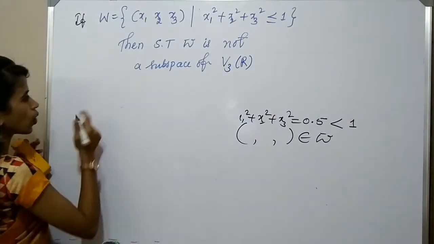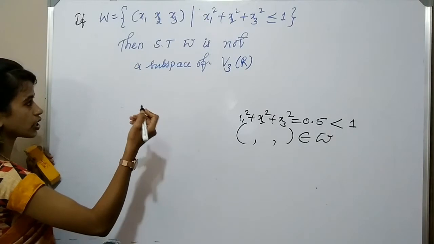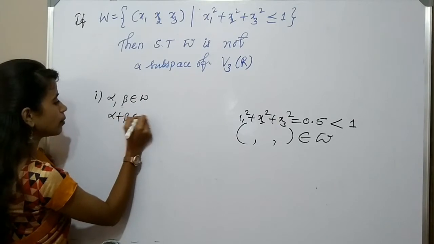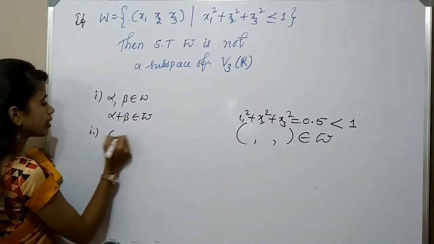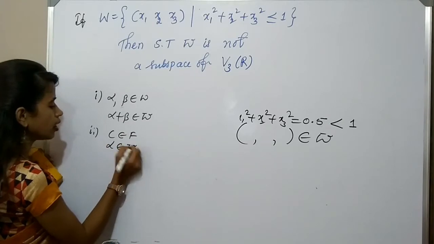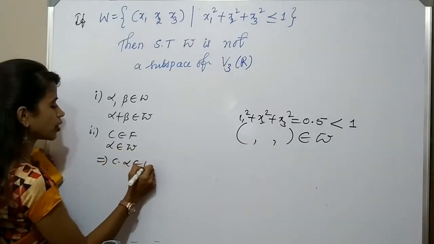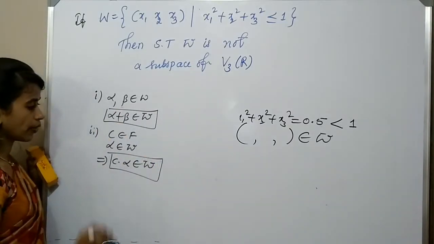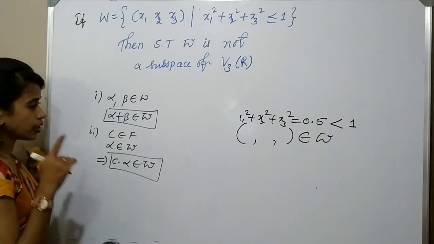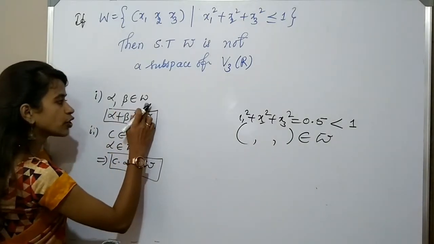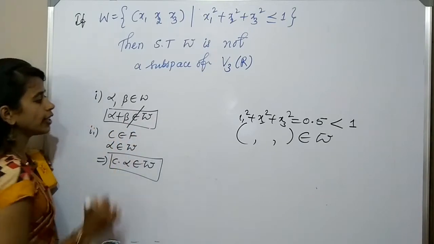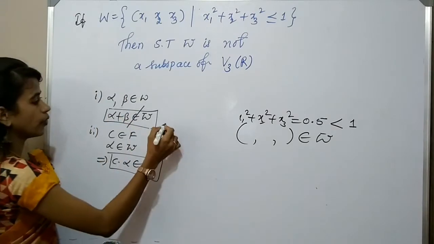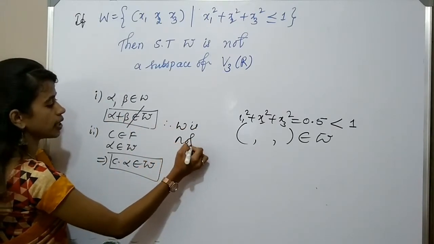So what is the subspace definition? What does the necessary and sufficient condition say? If alpha and beta belong to W, then alpha plus beta is in W, and if C belongs to the field F and alpha belongs to the set W, then C dot alpha belongs to W. If it is closed under vector addition and closed under scalar multiplication, then W becomes a subspace. If alpha and beta belong to W but alpha plus beta is not in W, then the first condition is not satisfied for the set W. Therefore, W is not a subspace.